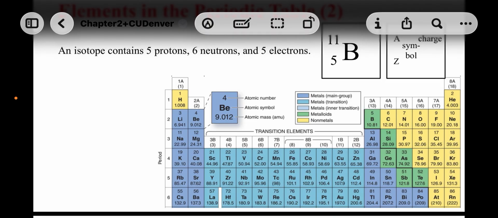Moving forward, the periodic table gives us patterns, like which elements form specific charges. Metals tend to form cations by losing electrons, while nonmetals form anions by gaining electrons. For example, sodium becomes Na+, and chlorine becomes Cl-.